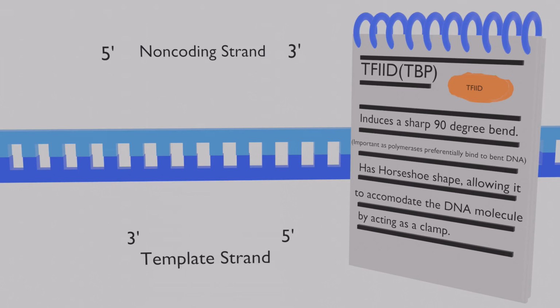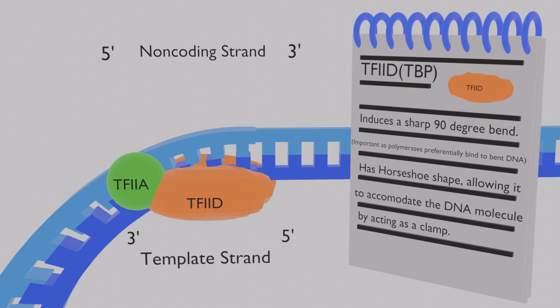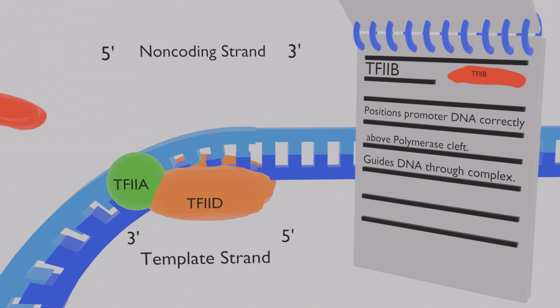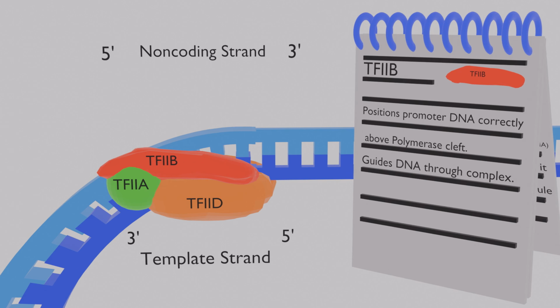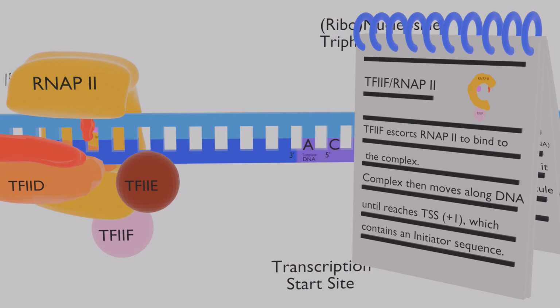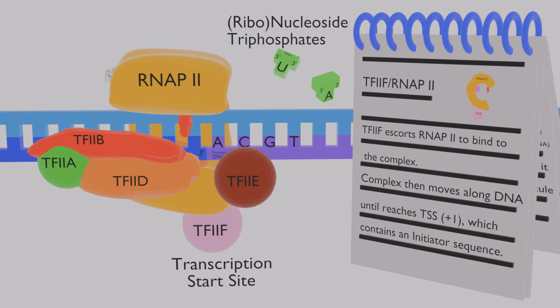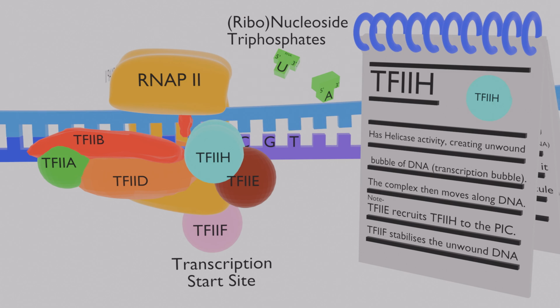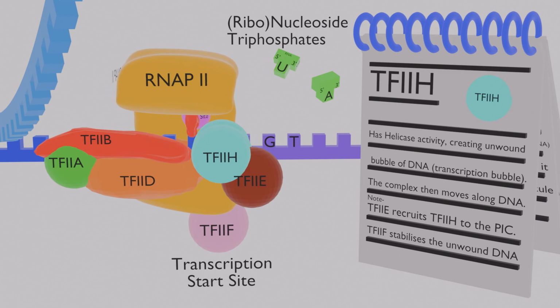Transcription starts with the binding of TBP to the DNA, inducing bending of the DNA chain, which polymerase preferentially binds to. The bend brings DNA into contact with TF2B, which positions the promoter DNA correctly and guides DNA through the complex. RNA polymerase II then binds to the complex before the complex moves along the DNA and reaches the transcription start site. TF2H is then recruited to the PIC, which has helicase activity and unwinds the DNA.